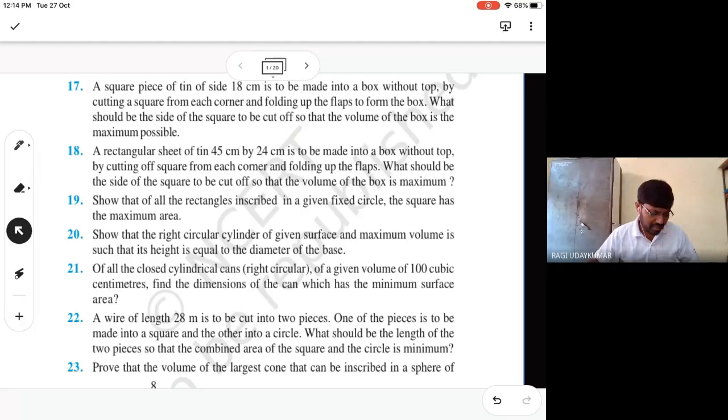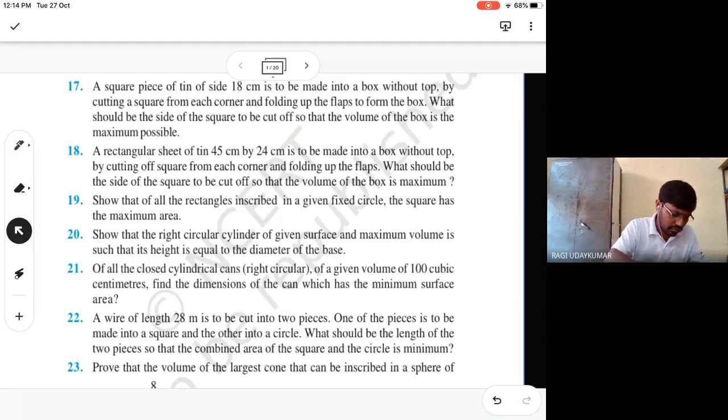So question number 19, let us see here. The question is given to you: show that of all the rectangles inscribed in a given fixed circle, the square has a maximum area. So that is nothing but what you need to prove in this situation.